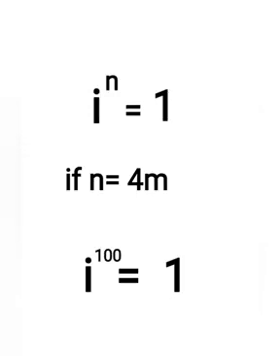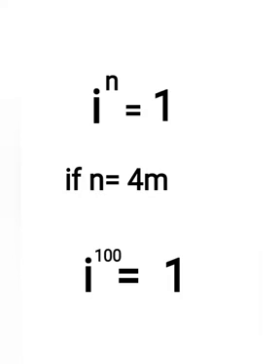Now let us generalize it. Iota raised to power n is equal to 1 if n is equal to 4m. That is, if we divide n by 4, we get 0 as remainder. In that case, iota raised to power n is equal to 1. Example, iota raised to power 100 is equal to 1, because if we divide 100 by 4, we get 0 as remainder.